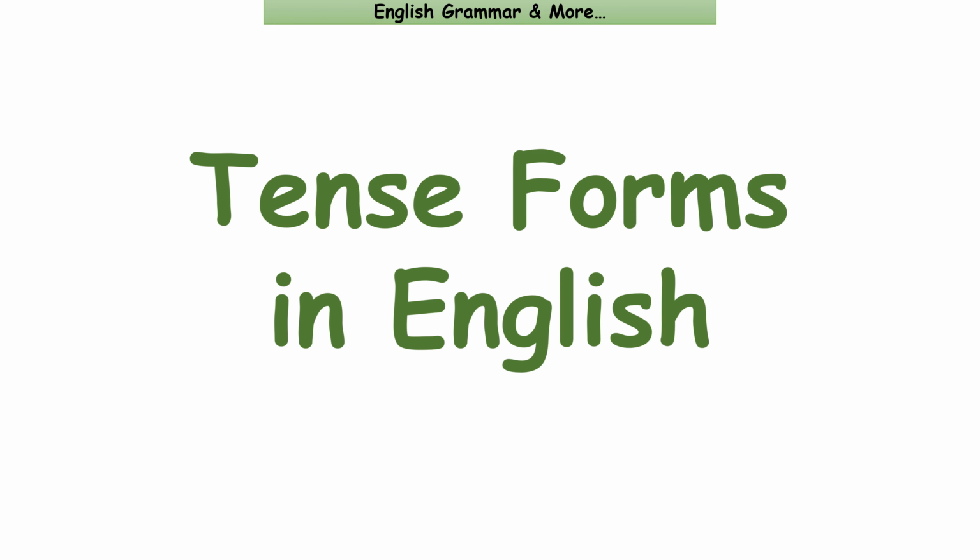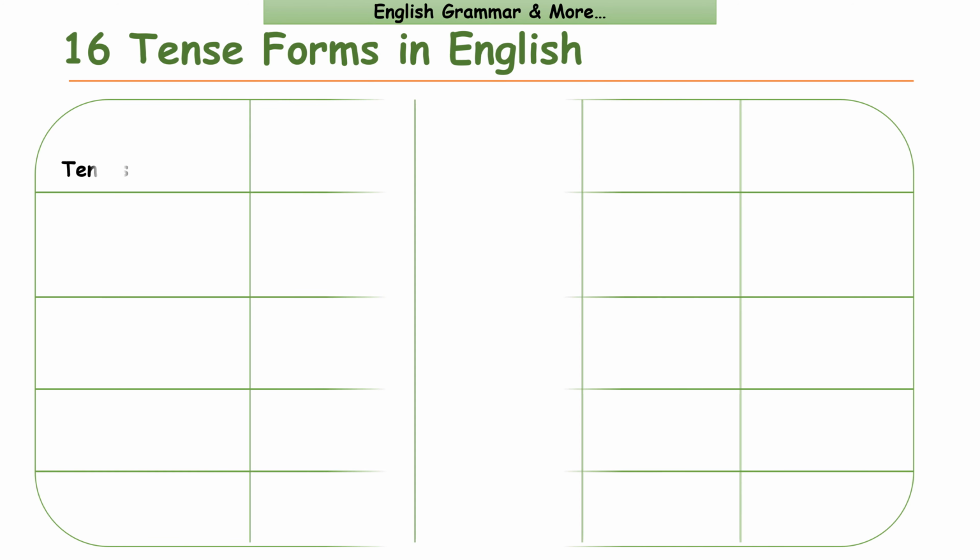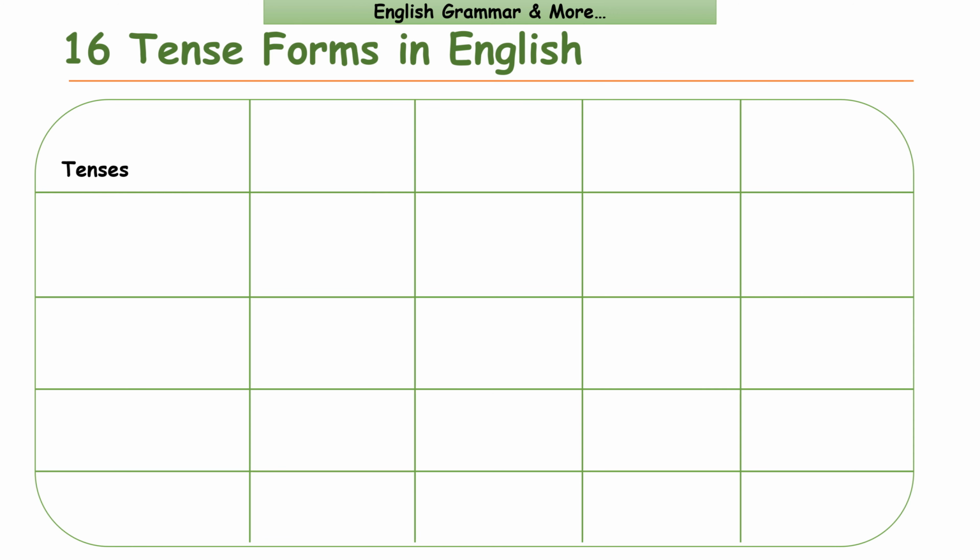In this video, we'll have a brief introduction to tense forms in English. As you may already know, there are 16 tense forms in English. Now, when it comes to tenses, there are actually only 4. These are present, past, future, future in the past.